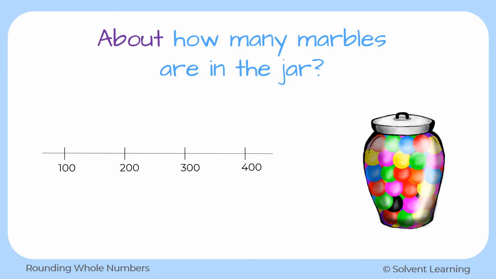But what if we're asked about how many marbles are in the jar? Whenever we see the word about, that's a clue that we're not interested in finding the exact number. We really just want an estimate. And we can use a number line as one way of helping us to estimate how many marbles are in the jar.